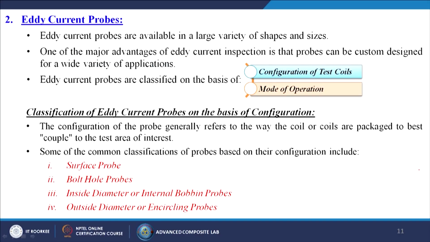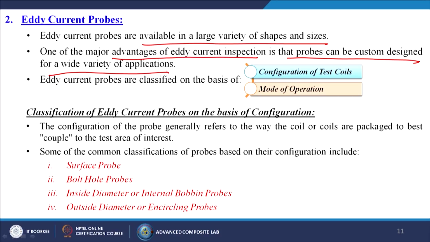Second, eddy current probes. Eddy current probes are available in a large variety of shapes and sizes. One of the major advantages of eddy current inspection is that probes can be custom designed for a wide variety of applications. So, depending upon the sample size and the material size, different types of probes are available. Eddy current probes are classified on the basis of configurations of the test coils and the mode of operation.